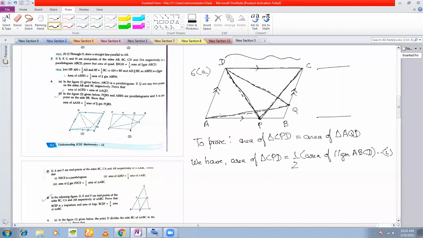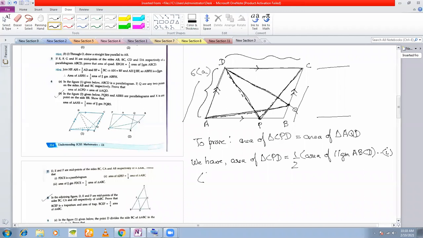Also, what you observe is that if you consider this triangle AQD, you also see that area of this triangle must be half of the parallelogram. Why? Because this triangle lies on the base AD of the parallelogram and between these two parallel lines, AD and BC. So therefore, area of AQD must also be half of the area of the parallelogram.